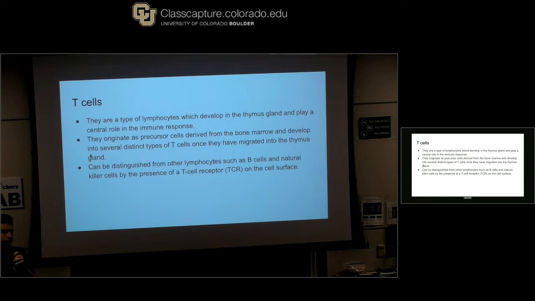T cells are a kind of white blood cells belonging to a group called lymphocytes. They play a very important role in the immune response. They start as immature cells in the bone marrow, then they move to the thymus, where they develop. Actually, that's why they are called T cells. Then out of the thymus, they continue to differentiate and go through clonal expansion. They can be distinguished from other cells because they have a receptor on the surface of the cell called the TCR, or T cell receptor.